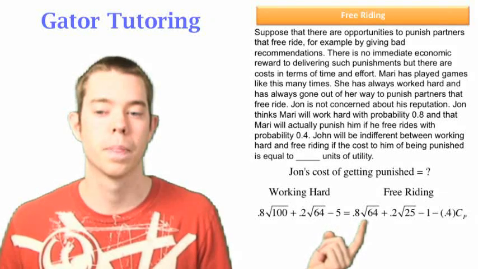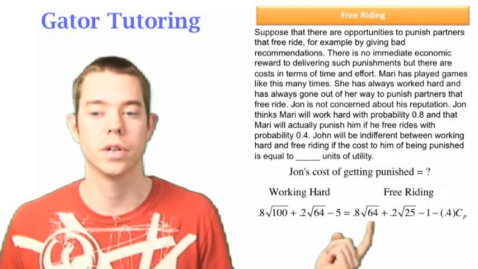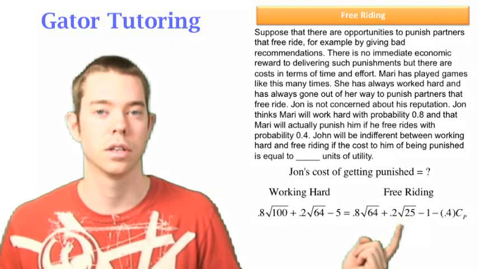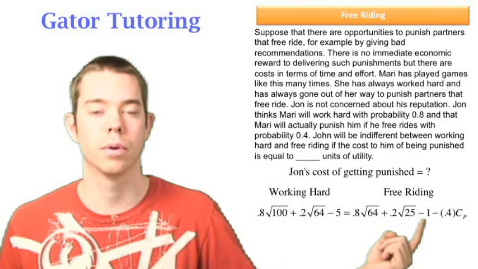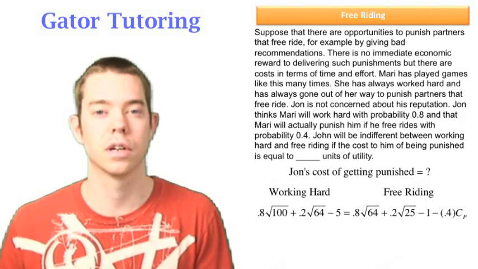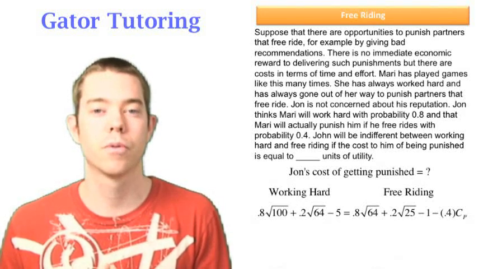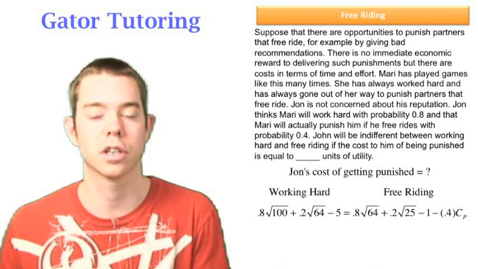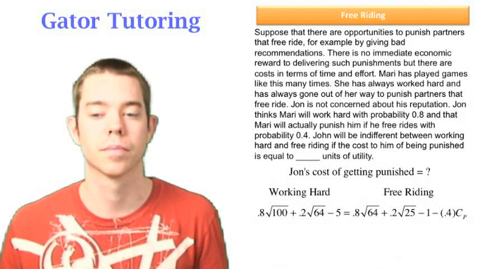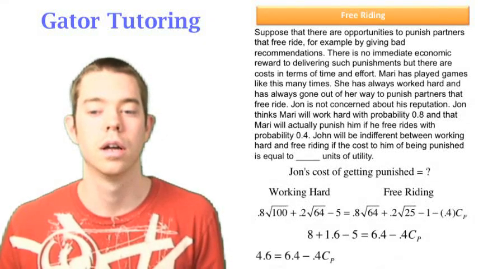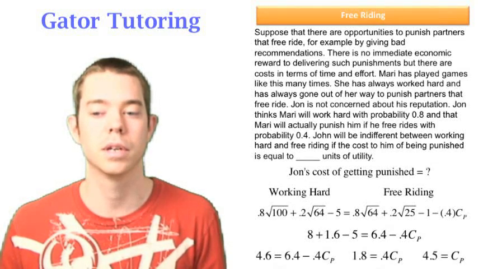Well, if he free rode, 80% of the time she worked hard, so he gets 64. 20% of the time she didn't work hard, so they both get 25. And we only subtract 1 because he didn't work hard, so 1 was the disutility of effort if you don't work hard. And then 40% of the time, I'm going to define that as CP, which is the cost of being punished. So 40% of the time, Mary's actually going to punish him when he free rides. And now we're just going to solve this for CP. We combine like terms, and when we solve this, we see that CP is going to be equal to 4.5.